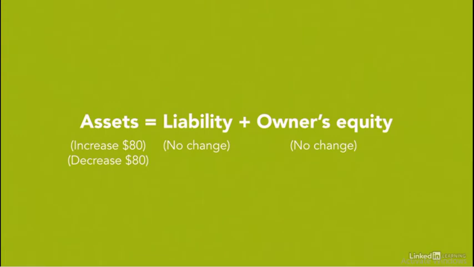Now, note that no revenue is involved here. Revenue is recorded when the original sales transaction creates the accounts receivable. The cash collection on account merely involves exchanging one asset for another.